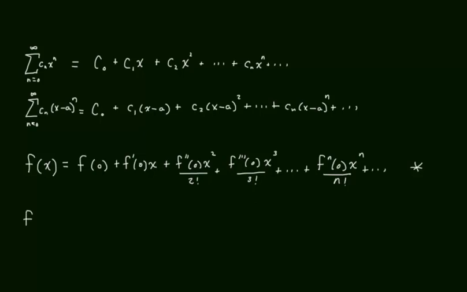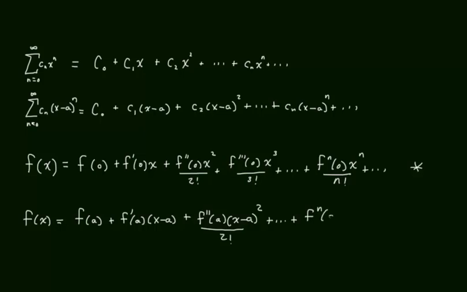A similar form would be if we centered it at a. Then the function would be f of a plus f prime at a times x minus a plus the second derivative of a times x minus a to the power of 2 over 2 factorial, plus dot dot dot plus the nth derivative at a, x minus a to the power of n over n factorial plus dot dot dot.